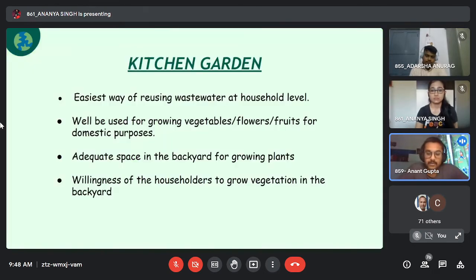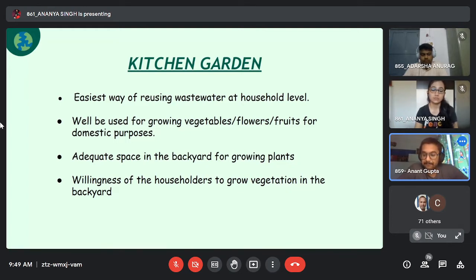Now I'll speak on another method called kitchen garden. This is the easiest way of reusing grey water, wastewater, at household level. If grey water is purified to some extent, it can be very well used for growing vegetables, flowers, fruits for domestic purposes. The design of a kitchen garden will differ from every house. Careful planning is very essential.